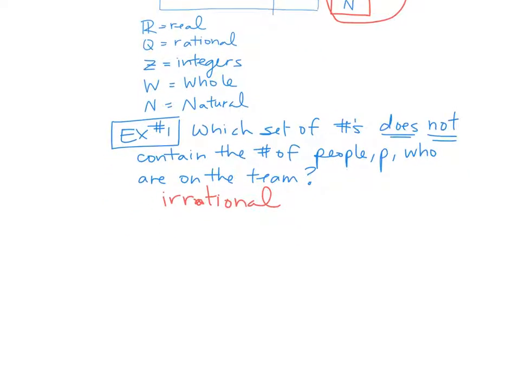All right, what if every person on the team had to pay $175.50 for uniform and fees? What set of numbers would that be? That's rational, right? Because there's decimal, but it's a terminating decimal, so this would be rational. Okay, is this all coming back? Do you remember all this?